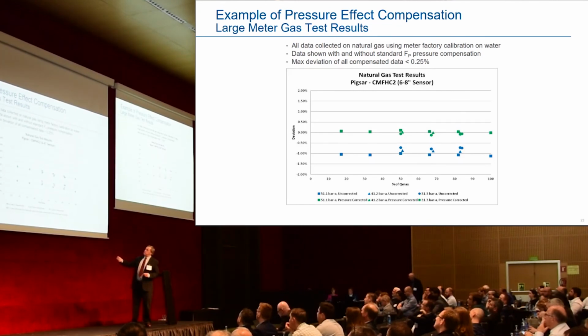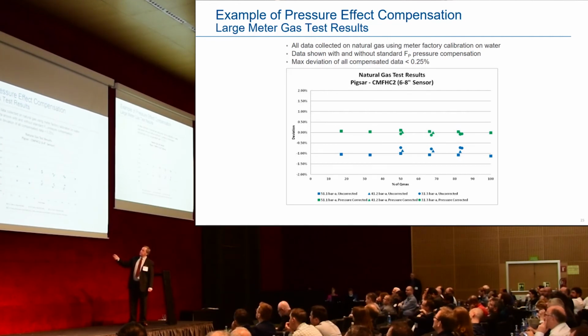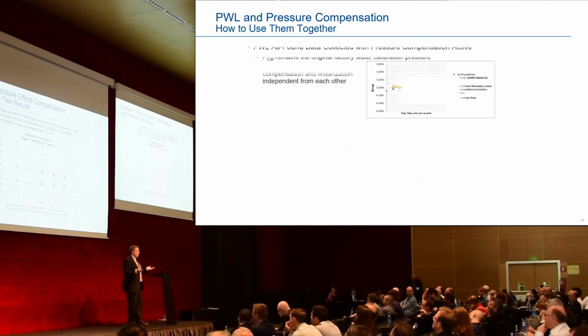And this is shown in this data here, where you can see we have 30, 40, and 50 bar data, uncorrected, that was showing this difference at different pressures over the full flow range of the meter. However, if you recollect that data with the automatic pressure compensation using a single linear factor, it reduced all the errors to close to zero, and they're all the same for the three different pressures.